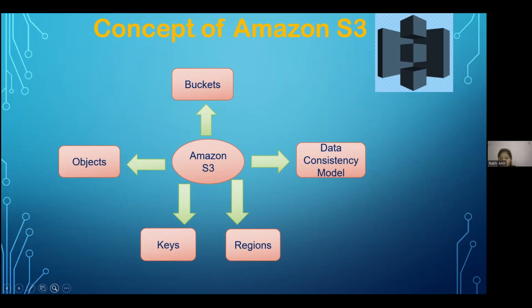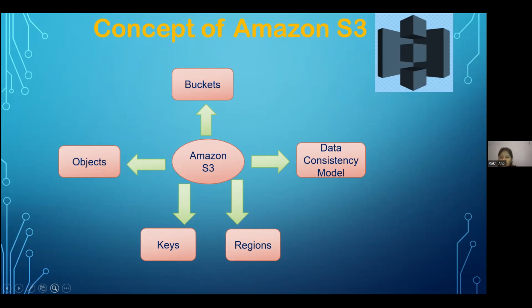Next is region. You can choose a geographical region in which you want to store the buckets that you have created, and a region can optimize latency, minimize cost, and address regulatory requirements. Objects will not leave the region unless you explicitly transfer the objects to another region. Last is the data consistency model.